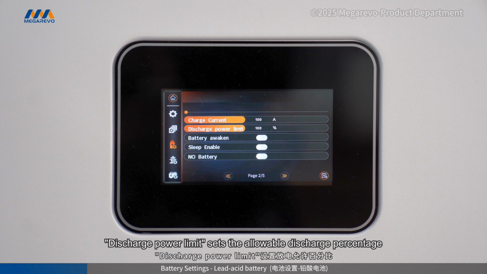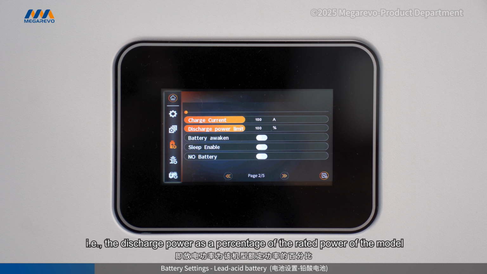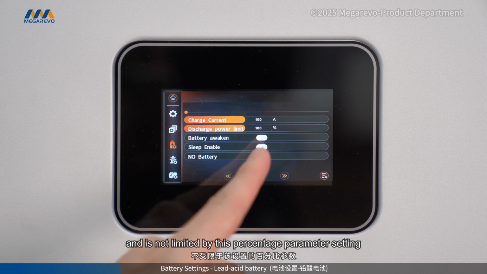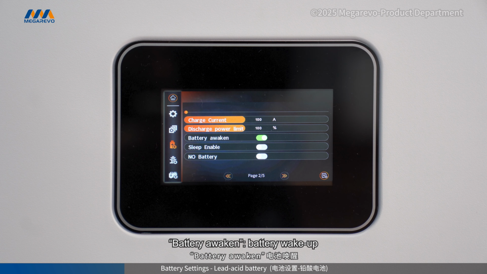Discharge power limit sets the allowable discharge percentage, i.e., the discharge power as a percentage of the rated power of the model. When the load is powered only by the battery, discharge power is determined by the load demand, and is not limited by this percentage parameter setting.